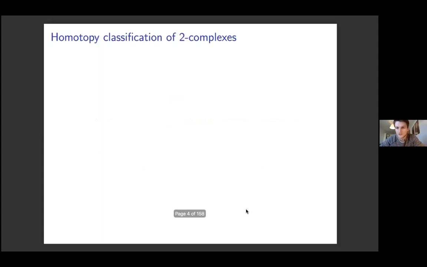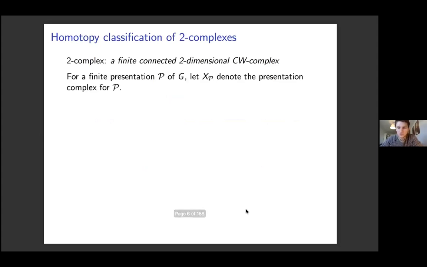Okay, so I'll start by talking about the homotopy classification of two complexes. So what do I mean by two complex? A two complex I'll take to mean a finite connected two-dimensional CW complex. And I'll just recall the following construction, which people have probably seen before. For a finite presentation P of G, and by finite, I mean finitely many generators, finitely many relations, you can let X_P denote the presentation complex for P.